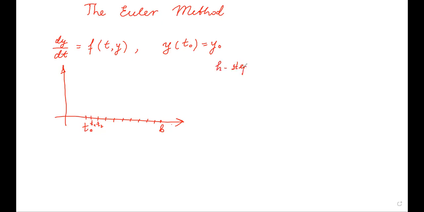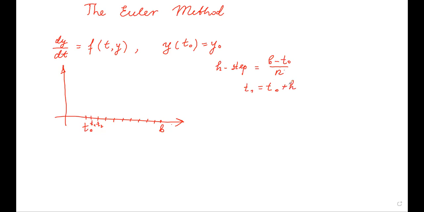In our case, it's going to be equal to what? b minus t0 over the number of steps. I'm going to use both t with index and the steps. So I'm going to label, for example, t1 equals t0 plus h. Okay.